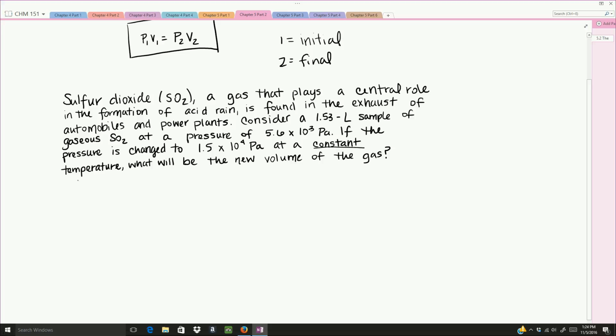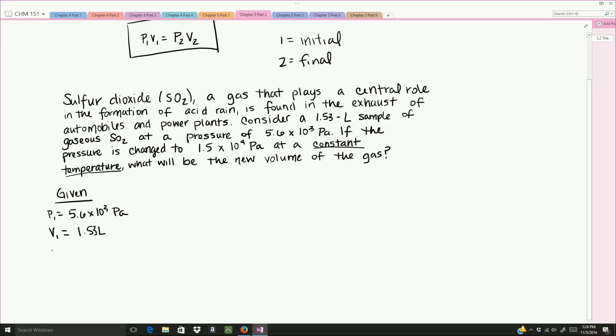Constant temperature is important because temperature change also affects the properties of gases. In this case, because temperature is constant, the only things that are changing are pressure and volume. So let's start with what we were given in the problem. We have an initial pressure of 5.6 times 10 to the third Pascal, and the initial volume is 1.53 liters.